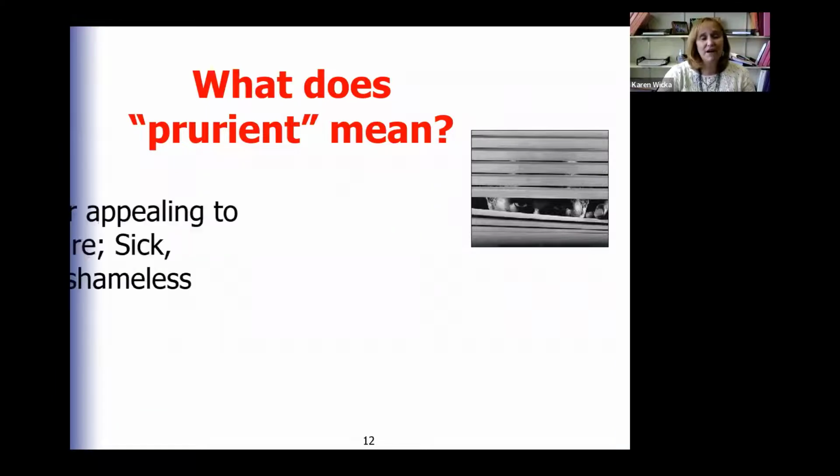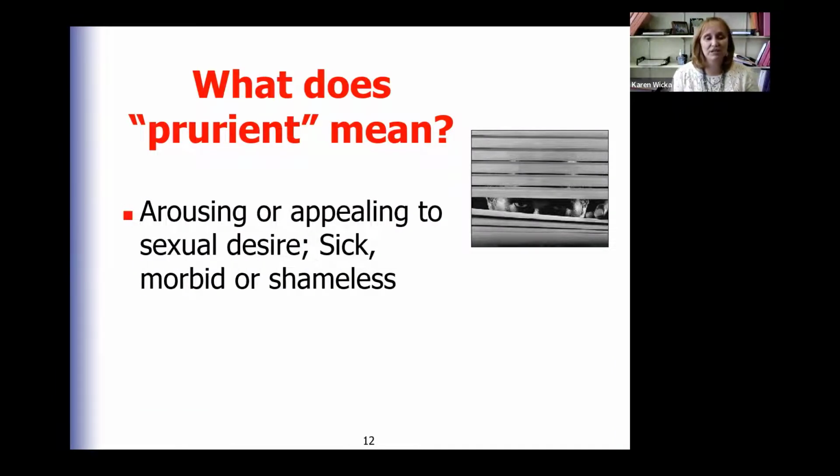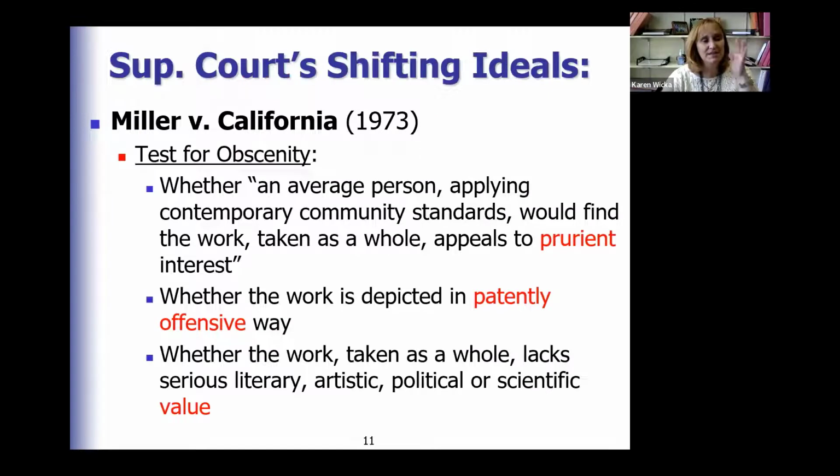So the court defined prurient as arousing or appealing to sexual desire in a sick or morbid or shameless manner. Okay, so I define it as sick sex. So if you depict sex in a morbid or sick or shameless manner, then that is obscene. So in order to meet this definition now, we have to show that it's basically sick sex, that the average community would look at the work and say, oh my God, that's a sick, morbid depiction of sex.